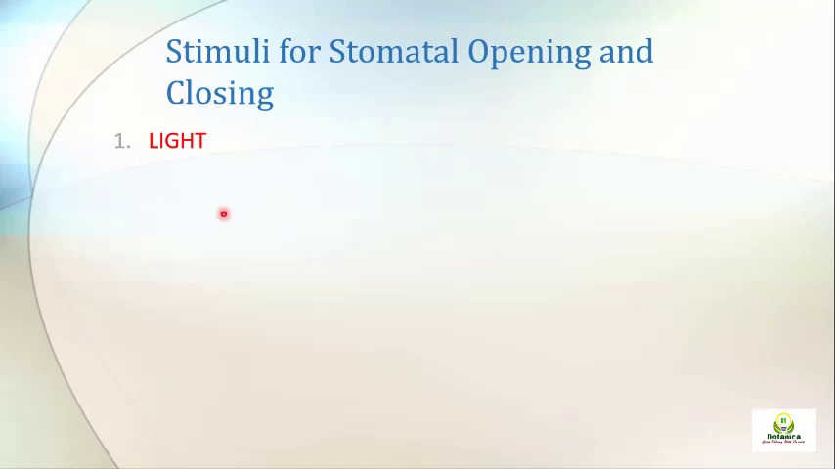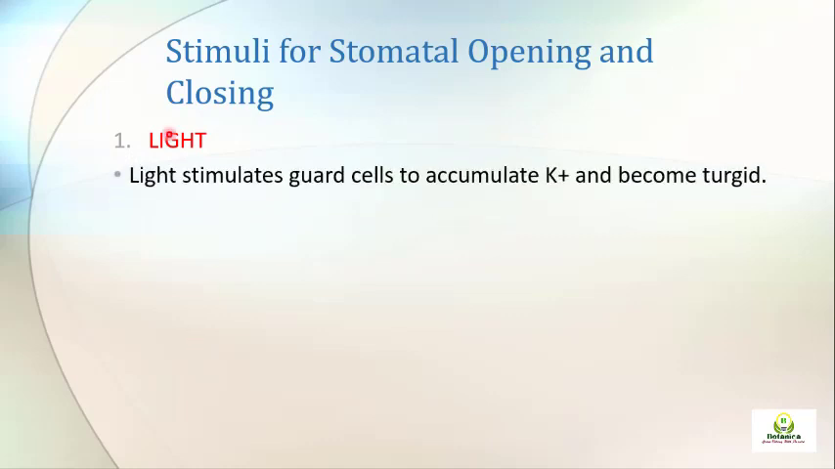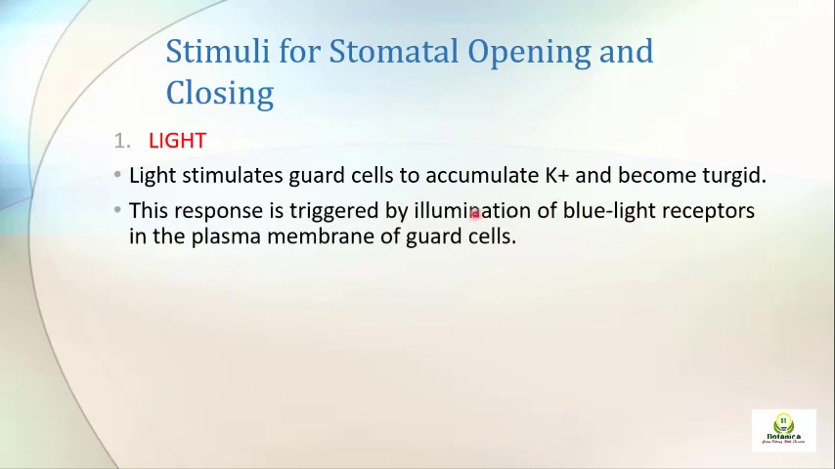So first of all, there is light. As far as the light is concerned, we have discussed previously that blue light stimulates the guard cell to accumulate potassium ions and become turgid. Those blue light receptors are present in the membrane of the guard cells. So this response is triggered by the illumination of blue light receptors in the plasma membrane of the guard cell.